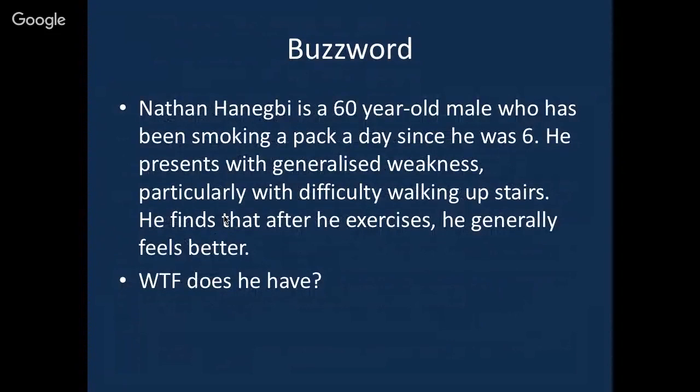Okay, Nathan's a 60-year-old male who has been smoking a pack a day since he was 6. Wow, okay. I wrote this really late. He presents with generalized weakness, particularly with difficulty walking upstairs. He finds that after he exercises, he generally feels better. What is this? Anyone heard of what this is? Yeah, so this is a buzzword. It's very similar to Lambert-Eaton, except it's the opposite. It's better after exercise. It's caused by lung cancer, and it's a paraneoplastic syndrome, which is just like myasthenia with that exception. So this is lung cancer causing Lambert-Eaton syndrome. Just remember it.